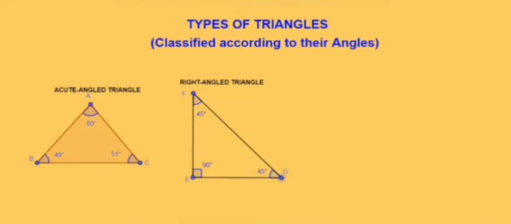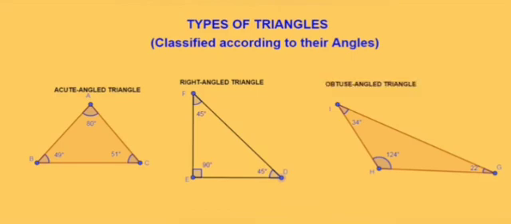Okay, the next one more triangle. Look at here. Here one angle is 124 degrees, that is obtuse angle, and other two angles are acute angles. Okay, if one angle of a triangle is obtuse angle, then we can say they are obtuse angled triangle. If all angles are acute, we can call that type of triangle acute angled triangle. If one angle is 90 degrees, right angled triangle, and if one angle is obtuse angle, then we can call it an obtuse angled triangle. Okay, clear?